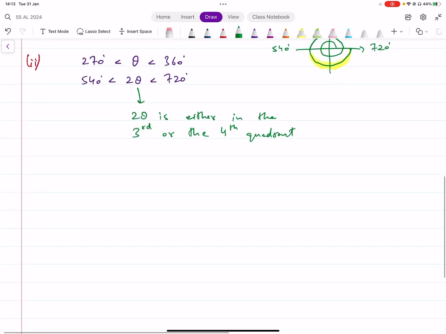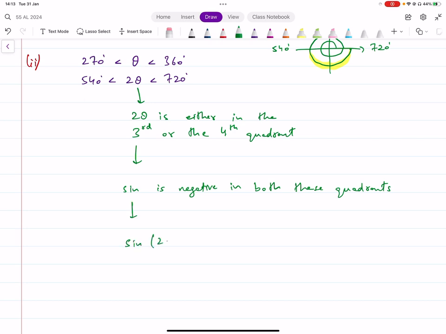Now, what does that mean? Sine is negative in both these quadrants. Sine first और second में positive होता है, third और fourth में negative होएगा. So we say since 2 theta is in the third or the fourth quadrant and sine is negative in the third and fourth quadrant, that means that sine 2 theta is negative. Yes, Anna.